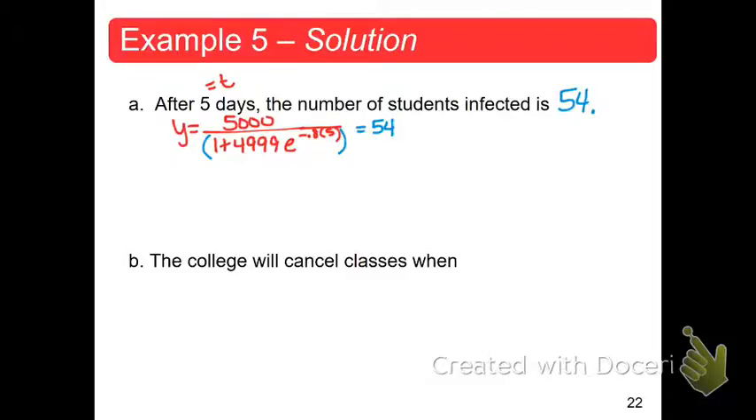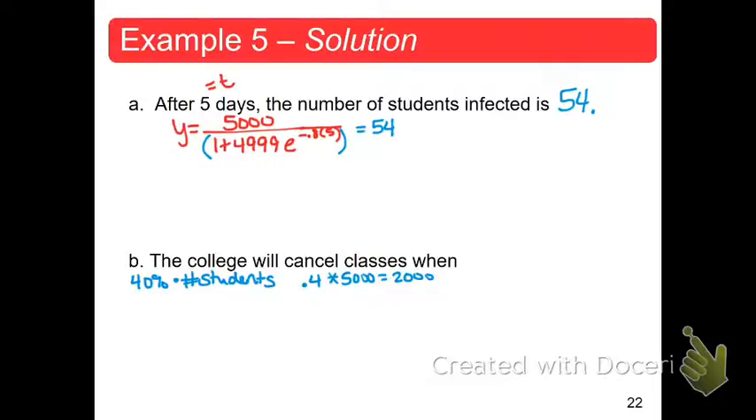And there's my sentence. B says the college will cancel classes when? Well, we know it's when 40% of the students are infected. So how many students is that? Well, it's 40% of, which means times the number of students. And it said in this problem that there were how many students? There were 5,000 students. So 0.4 times 5,000 gives us 2,000. So we know that they're going to cancel classes when 2,000 students are infected.